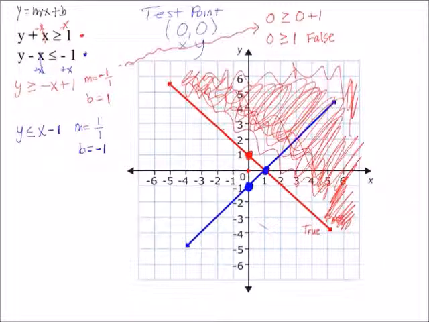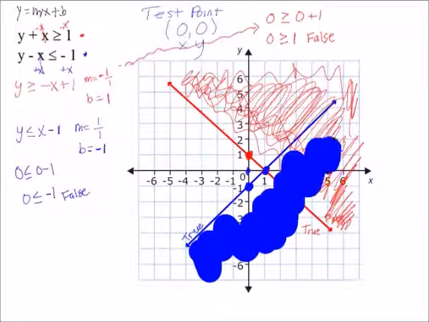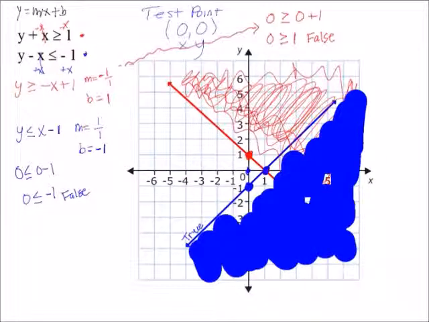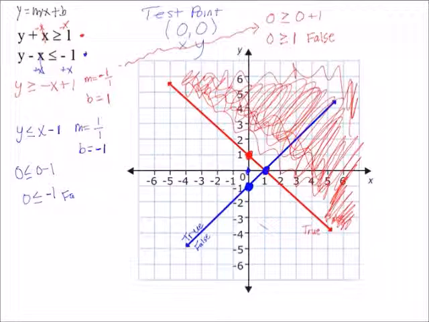Now, to do the blue. Again, here's your test point. And then here's your true region, because your test point is on this side of the blue line. And then your false region is on this side of the line. So let's do that. Plug in 0 for the y. 0 is less than or equal to 0 minus 1. So is 0 less than or equal to negative 1? That is a false statement. So I'm going to shade my false region. This is false. And I have to shade everything in my false region.